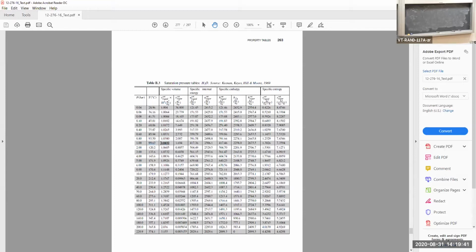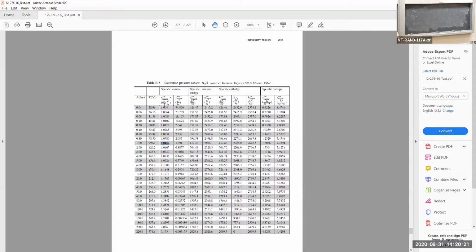Specific volume for the saturated liquid, 1.0432 times 10 to the minus 3. See, V sat liquid is equal to this. So V sat liquid times 10 to the 3 is equal to this number. So specific volume is 1.04 times 10 to the minus 3. I'm going to write that down over here: 1.04 times 10 to the minus 3, and that's cubic meters per kilogram.